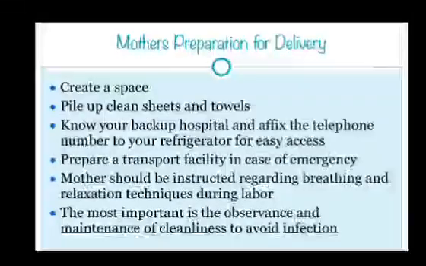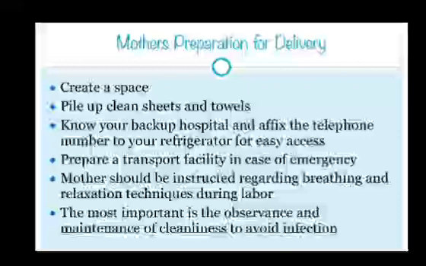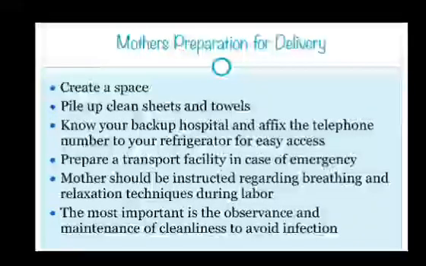Here we can look at the mother's preparation for delivery. She should create a space. Piles of clean sheets and towels should be used here. Know your backup hospital and affix the telephone number to your refrigerator for easy access. Prepare a transport facility in case of emergency. The mother should be instructed regarding breathing and relaxation techniques during labor. The most important is the observance and maintenance of cleanliness to avoid infection.